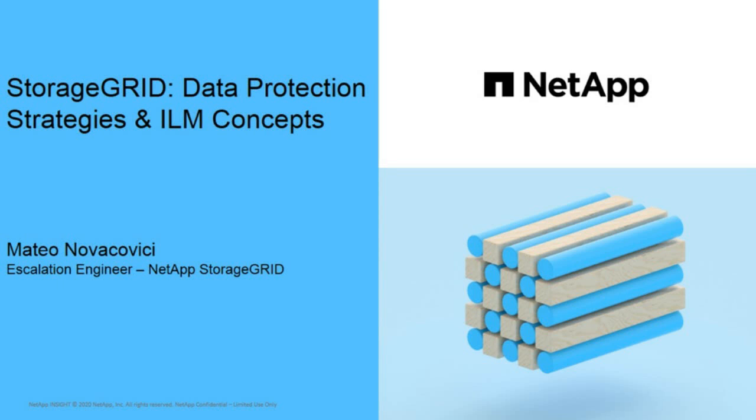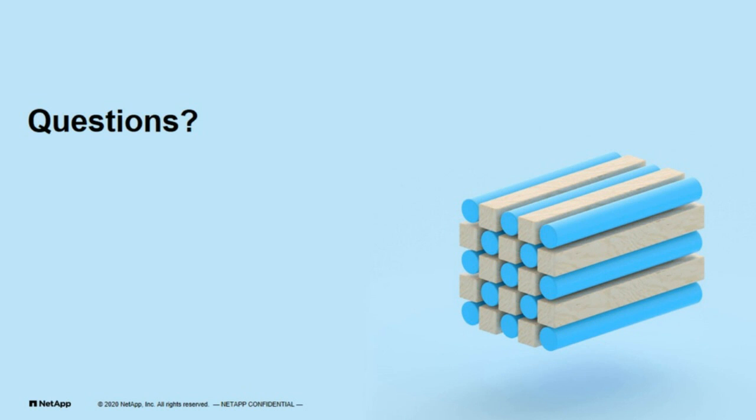All right, so Matteo, we do have a couple of questions in the queue for you. First one is, you mentioned object encryption is only available grid-wide. Are there any plans to make it per tenant or per bucket?